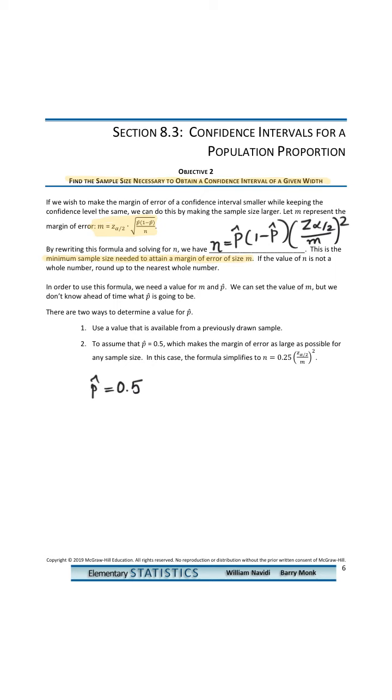If you assume p cap is 0.5 and replace p cap with 0.5, we'll get this formula. So we can use the previous formula if p cap is available. Use this formula to find the sample size n if p cap is not available.